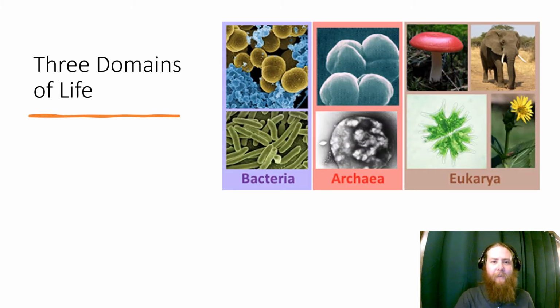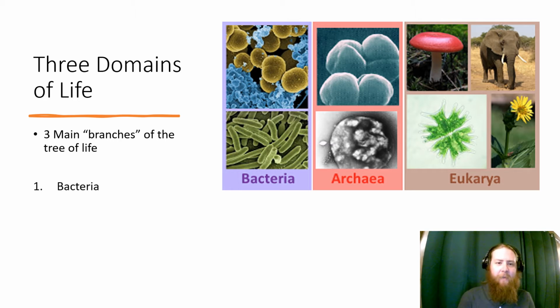All right, there's three domains of life. There's bacteria, archaea, and eukarya. And we call these the main branches of the tree. Bacteria are like these single cell guys here, and archaeans are really commonly found in extreme environments, places like the Dead Sea or vents around Yellowstone and geysers. And then the one we're really common with is eukarya, things like fungus here and elephants and animals and plants and protists.